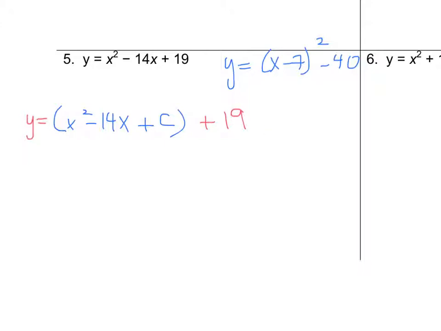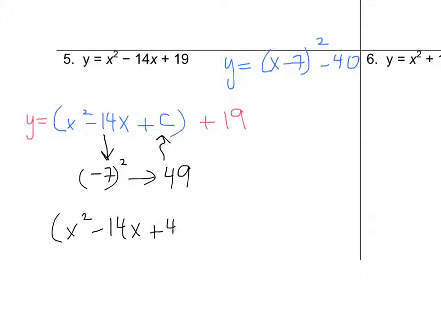So to figure out what C is, divide negative 14 by 2, you get a negative 7. Then you need to square that. So negative 7 to the power 2. Remember, when you square it, you're squaring the negative 7. So negative 7 to the power 2, that's going to give you a 49. So you need to add a 49 to make a perfect square. Since you added a 49, you have to subtract a 49 to balance your equation.